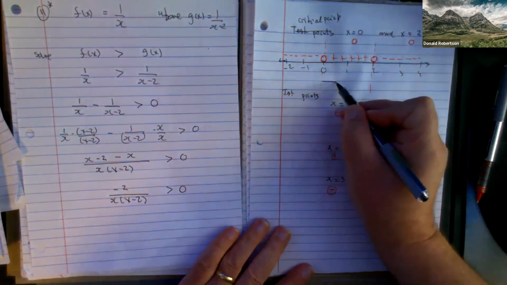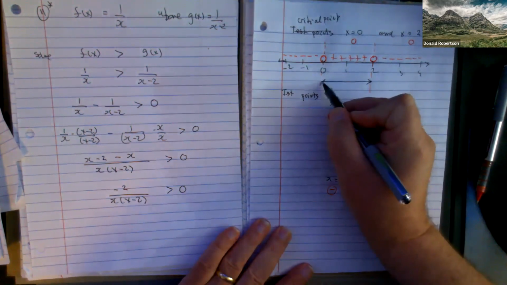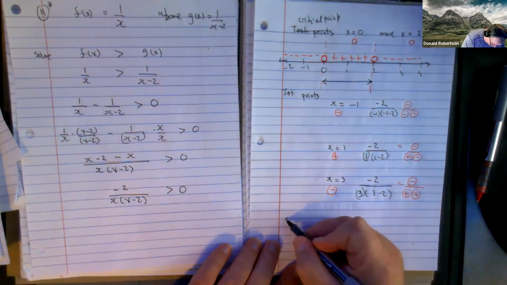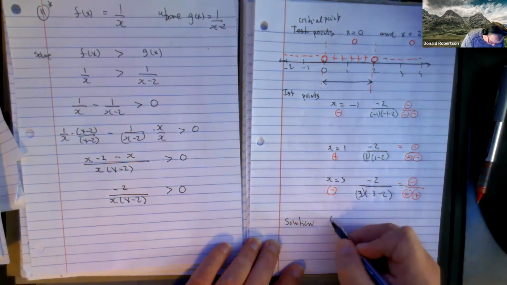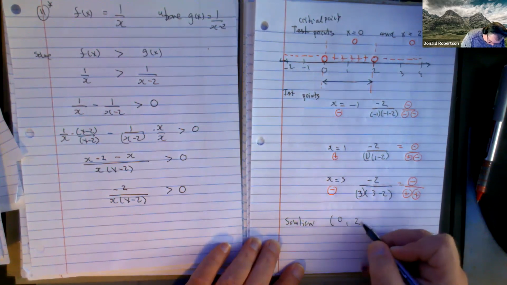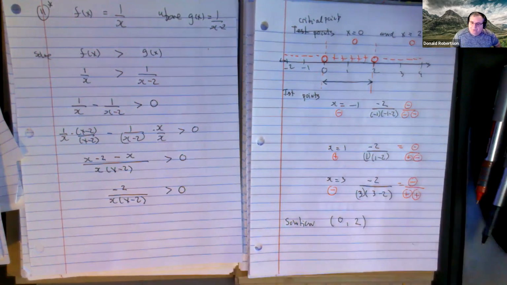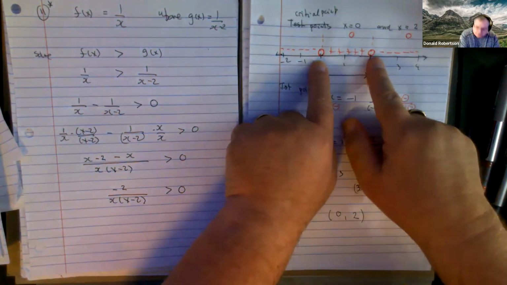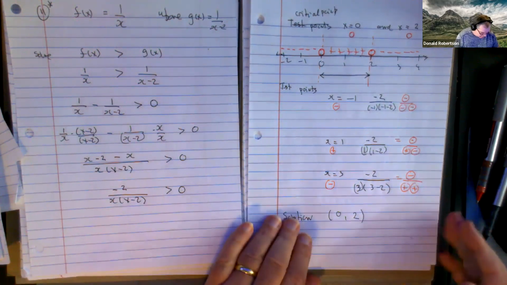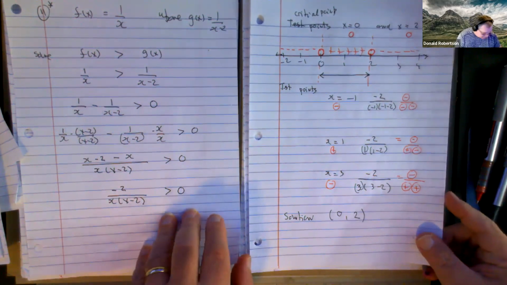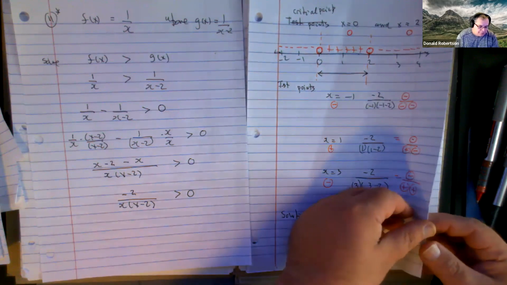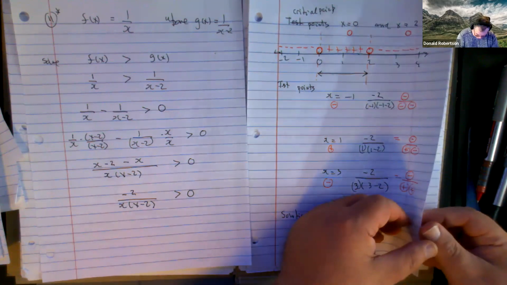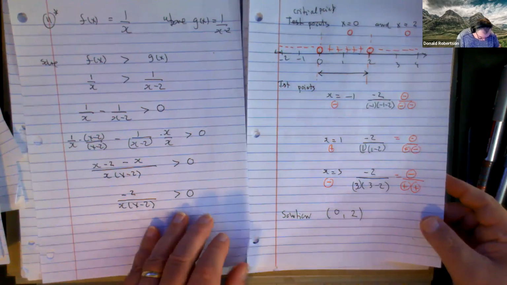In this case, only between here and here. So our solution is values of x from 0 to 2, and curved brackets, because you cannot use 0 and you cannot use 2. So hopefully I've given you enough help and you should be able to finish your last section that you need for this week, which is solving polynomial and rational inequalities.